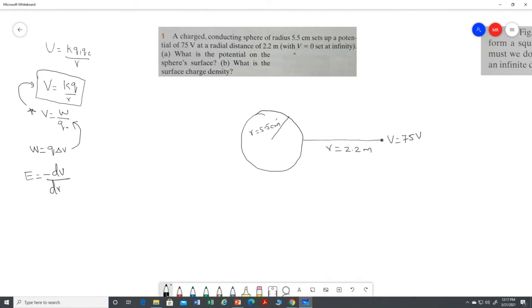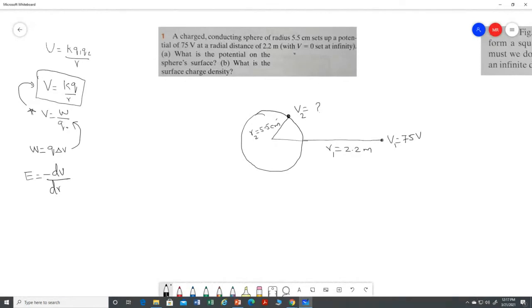If you have any charge on the surface, what should be the potential? We have to find this value. So you have two potentials and two distances. The first distance, the radial distance from the center, is 2.2 meter. I am going to name this my V1, this my R1, and this my R2, this my V2. Because if you have charge on the conducting sphere, the distance from the center is nothing but its radius. Am I right?